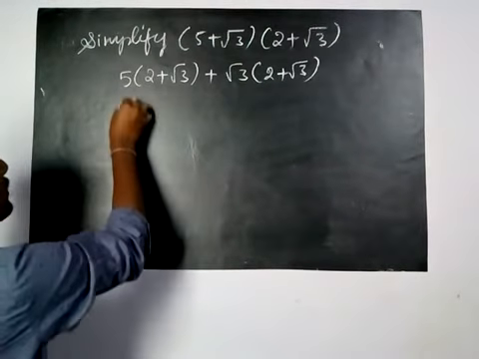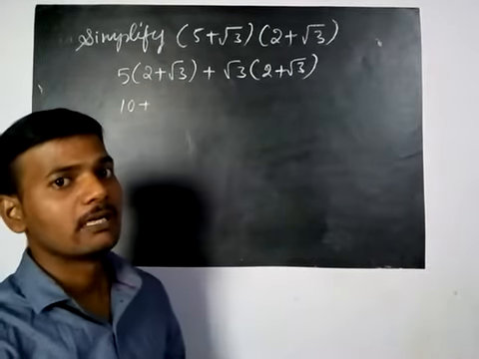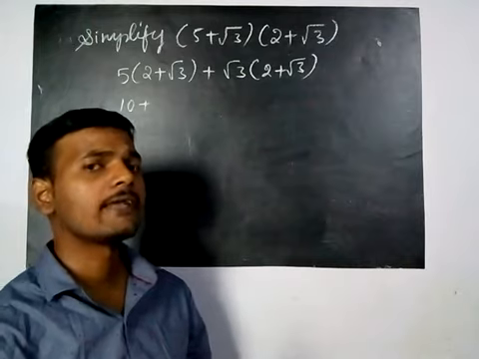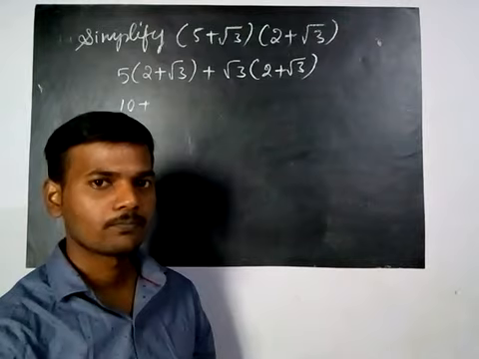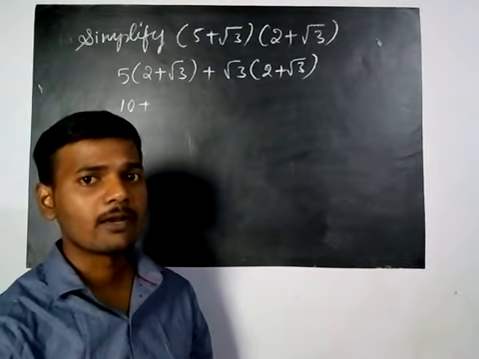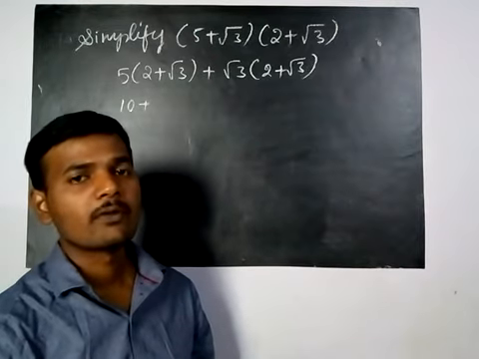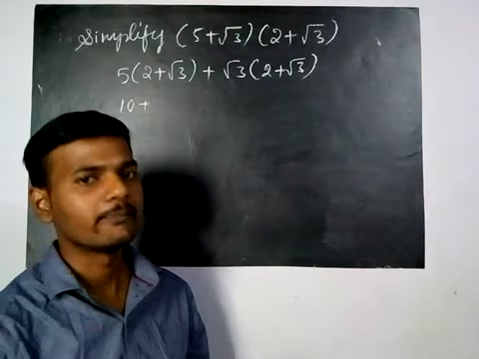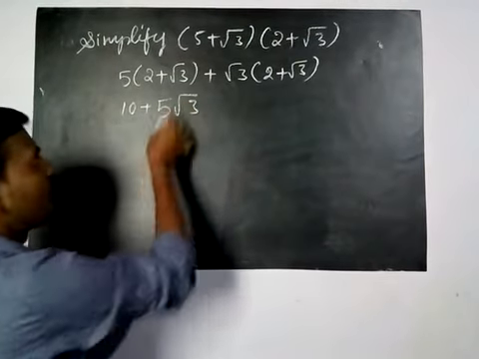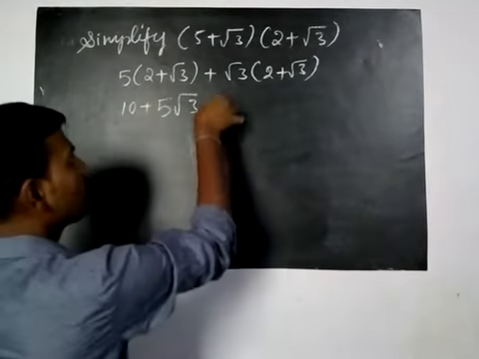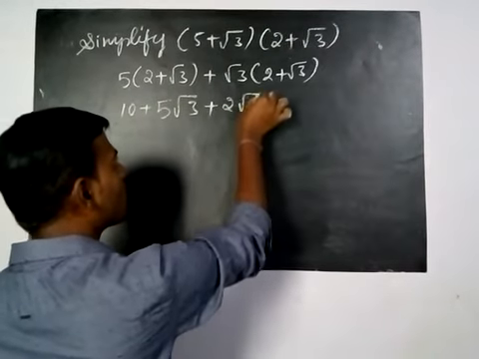2 into 5, that is 10, plus 5 into root 3. We should not multiply the number. Whenever the whole number and irrational number are there, we should not add them, we should not multiply them. The number under the root must be as it is, and the number outside the root must be as it is, like 5 root 3 only. That means 5 times the root 3. Plus here also the same, root 3 into 2 is 2 root 3.